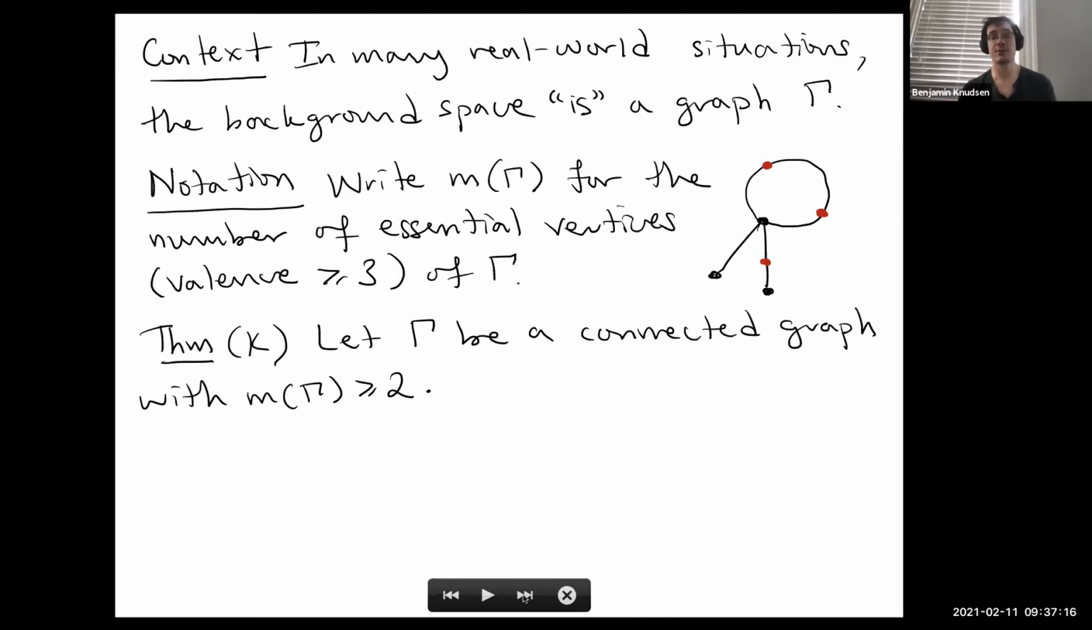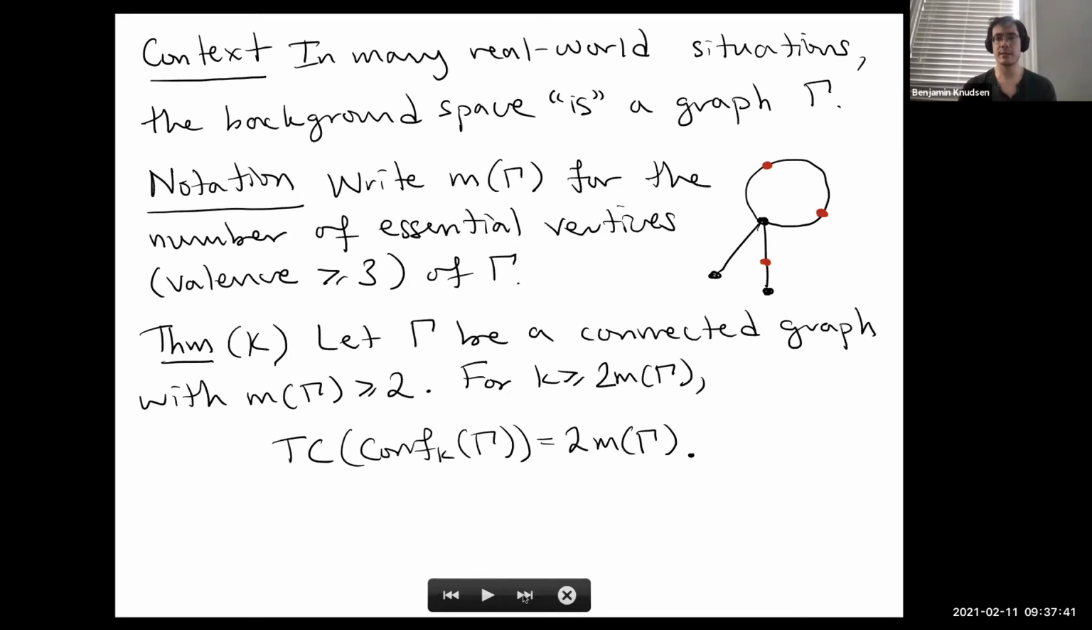And those are easily treatable, or at least treatable by other methods. So if there are no essential vertices, then we're talking about a manifold with boundary, perhaps. And there's not a lot of interesting things that happen in the configuration spaces of one manifold. And the case of a single essential vertex is more interesting, but is treated elsewhere. So we're going to assume this.